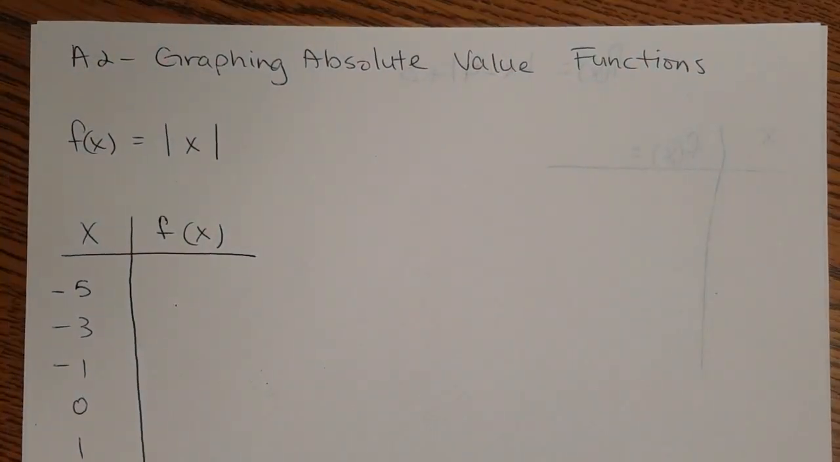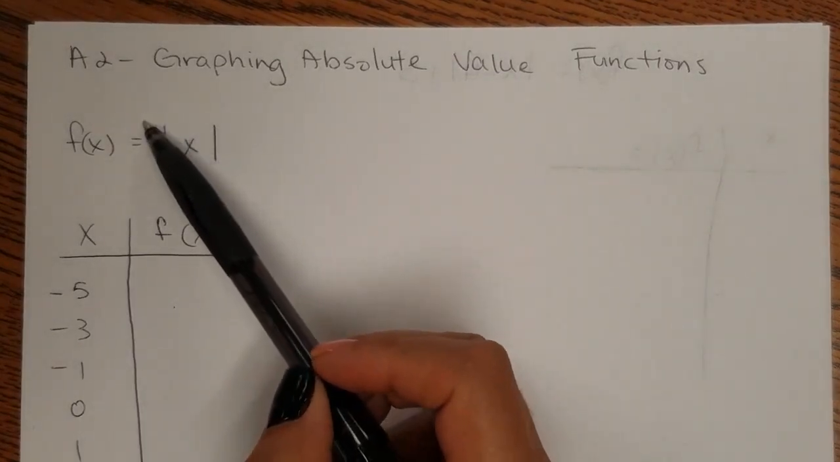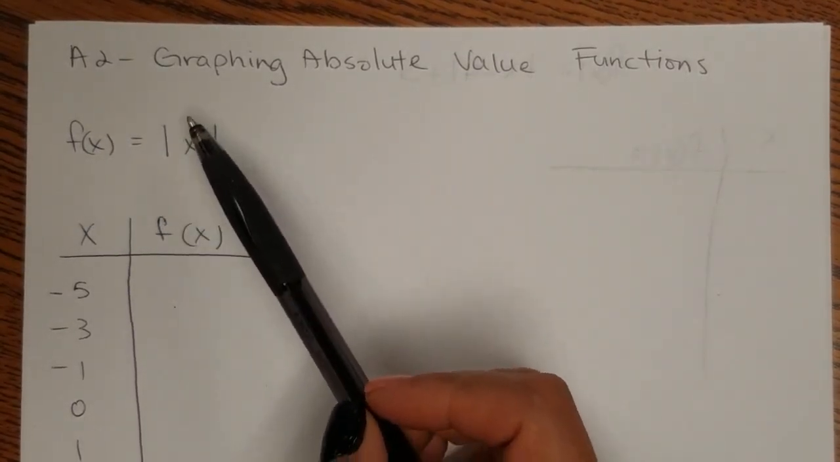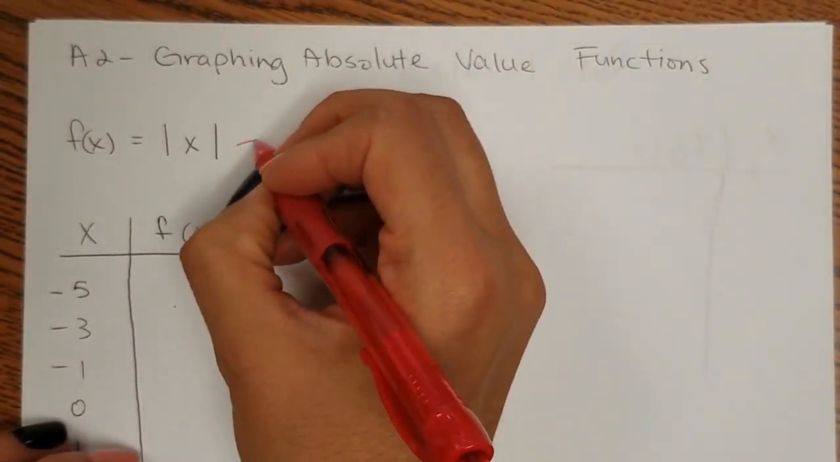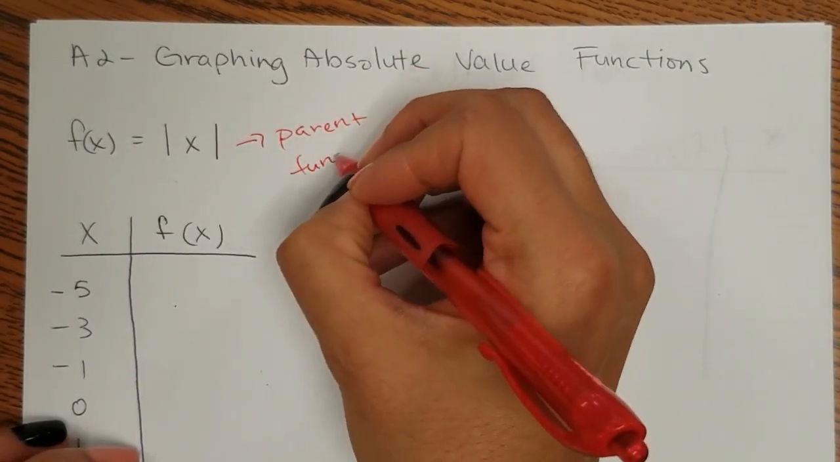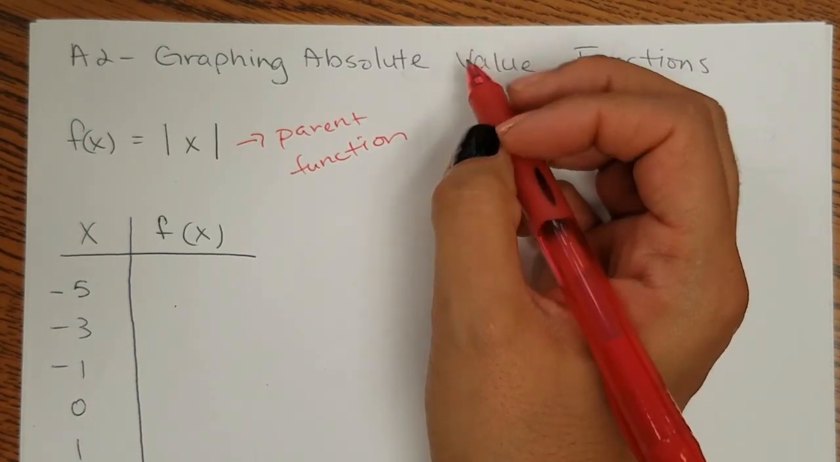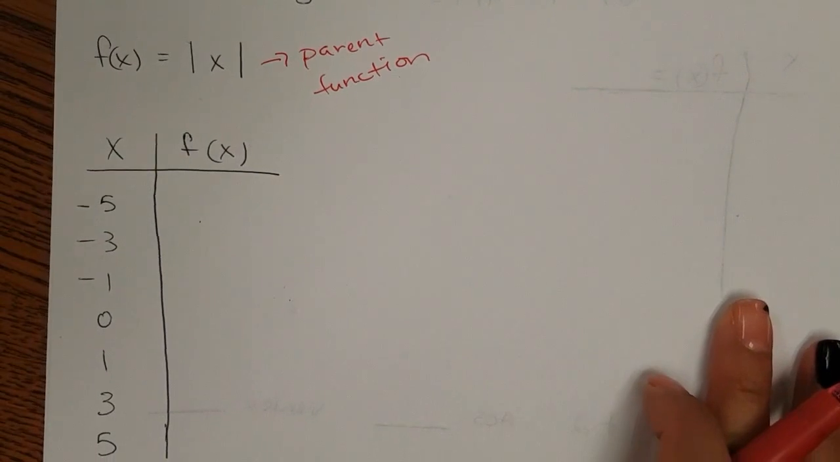Alright guys, this is graphing absolute value functions. We have already covered what the absolute value parent function looks like. In case you're not aware, this is the parent function. I'm going to review a little bit how it works and then show you how to graph it and some of the basic properties of absolute value functions.